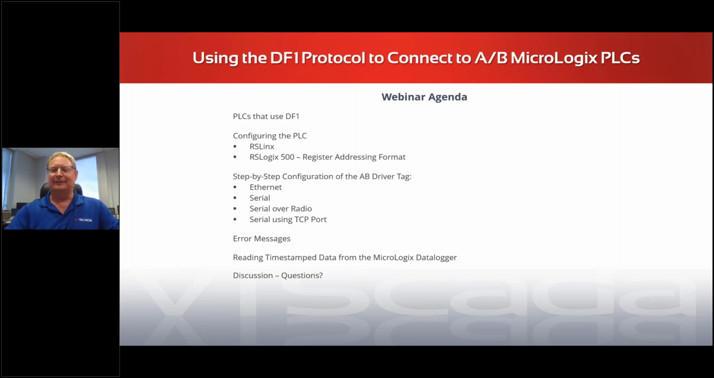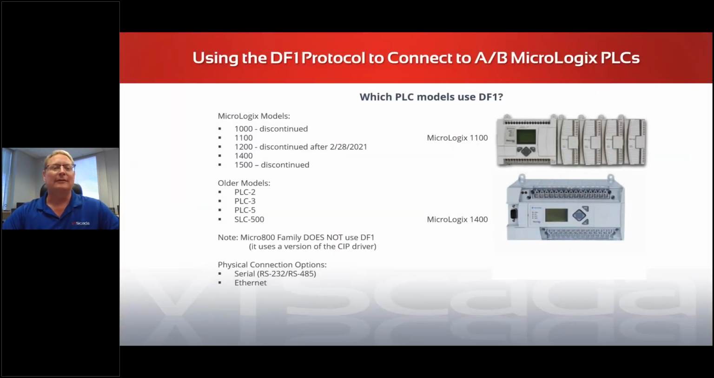Okay, so let's continue on here. So the first thing is which Allen-Bradley PLC models actually use the DF1 protocol. So the MicroLogix models, 1000, 1100, 1200, 1400, 1500, a few of them have been discontinued. The 1200 apparently is going to be discontinued in a couple of years. The older models, PLC-2, 3, 5, and the SLC 500s, they used the DF1 protocol as well. So you can use the information in this webinar to connect to any of those older ones as well, I believe.